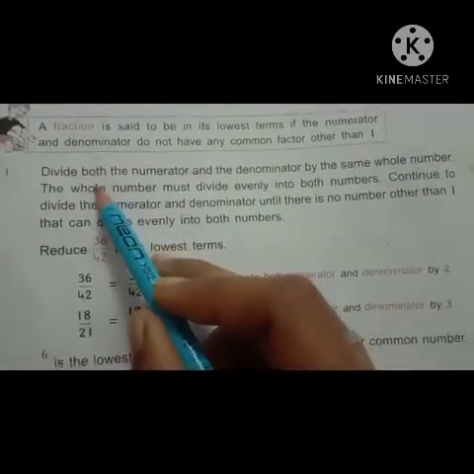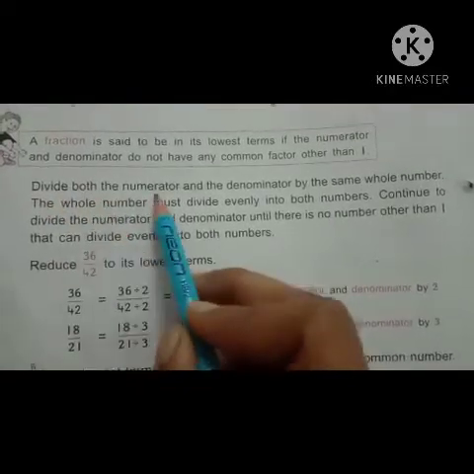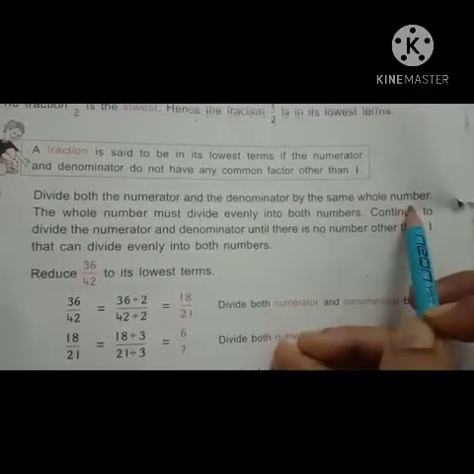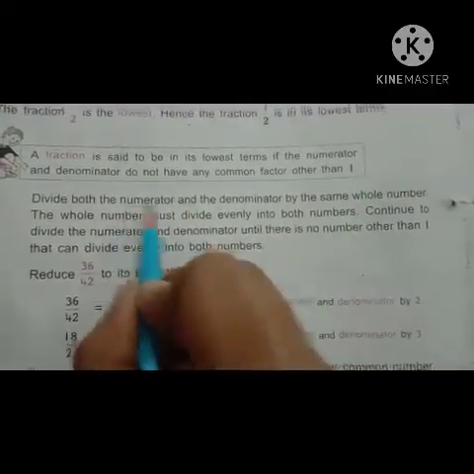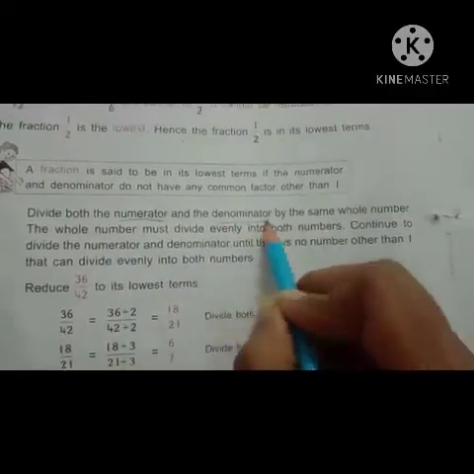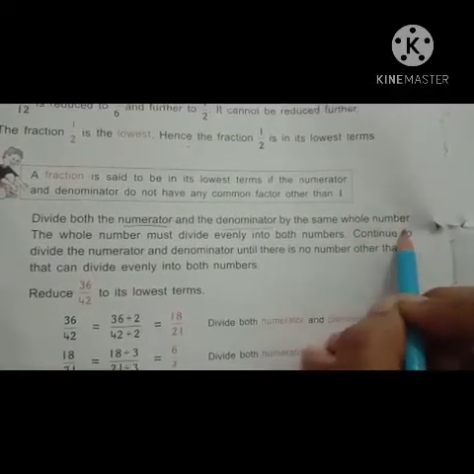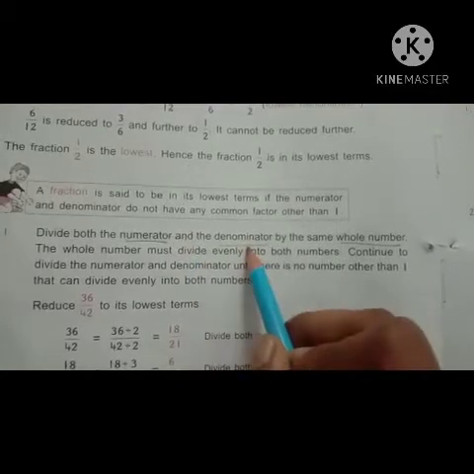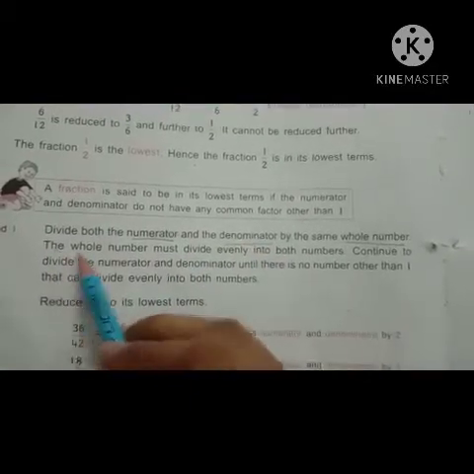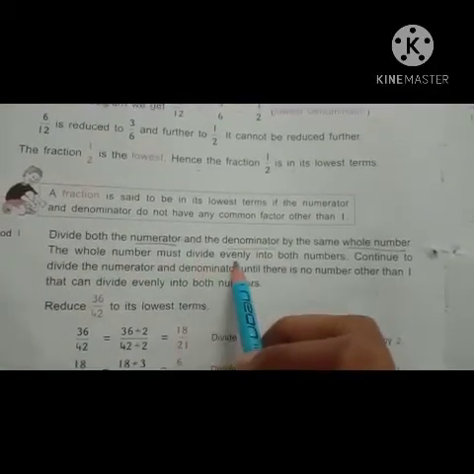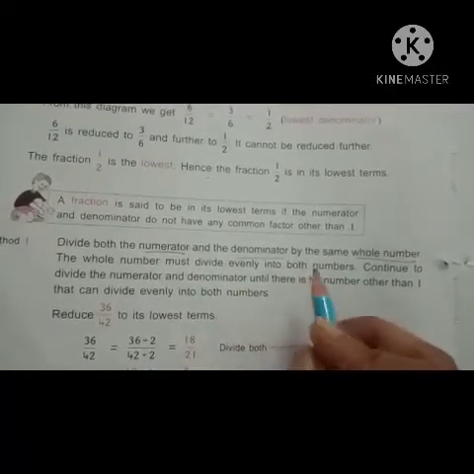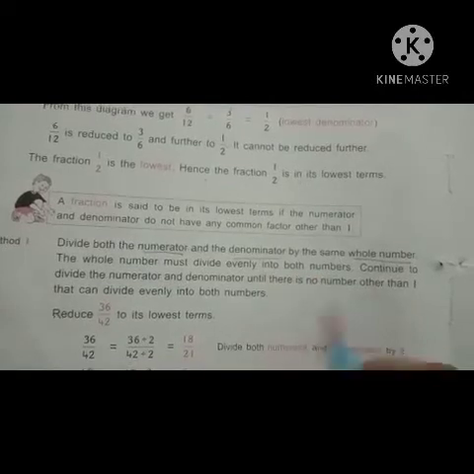See here, children, another point. Divide both the numerator and the denominator by the same whole number. By the same number we have to divide the numerator and the denominator also. The whole number must divide evenly into both numbers.